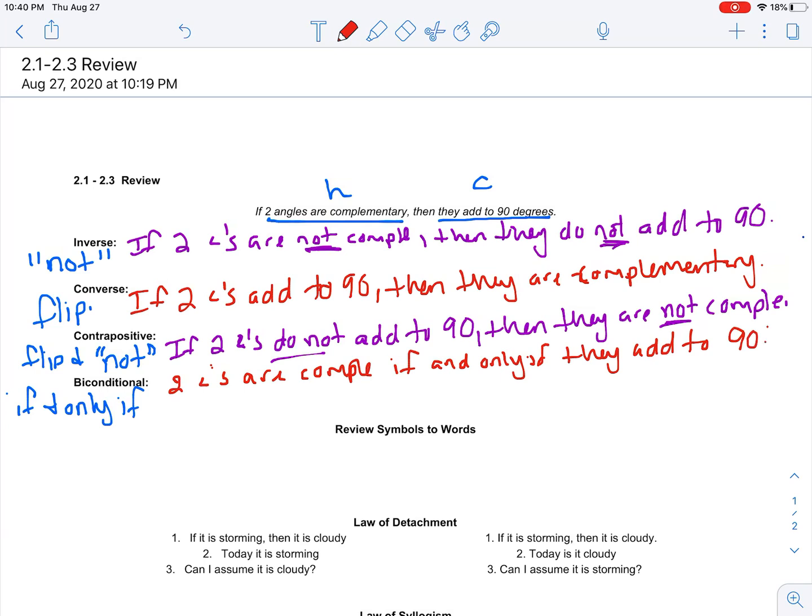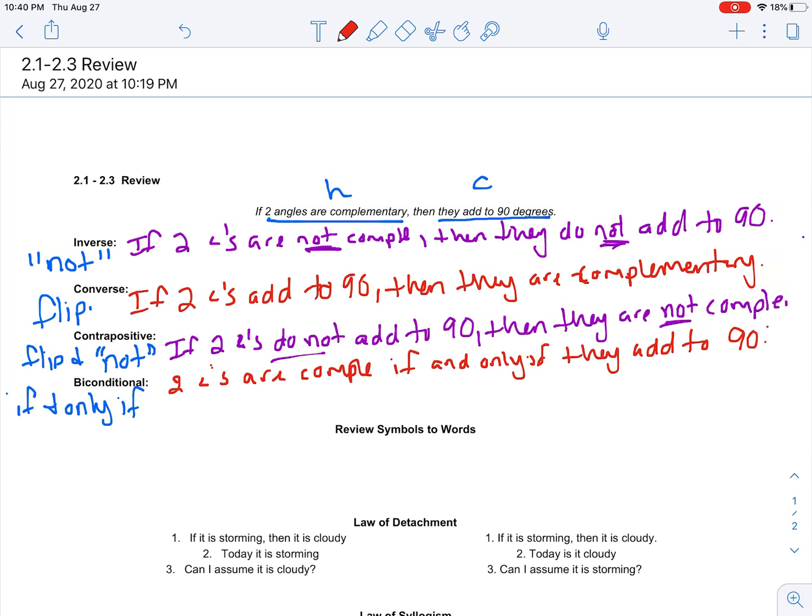Okay, now with the biconditional, something else was important. What two things have to be true to make the biconditional statement true? Okay, so think about what four things we just talked about. We have our conditional, our inverse, our converse, and our contrapositive. Which two of those have to be true to make the biconditional true? The conditional, the original, okay, and its converse. The conditional and converse have to be true to make the biconditional true.